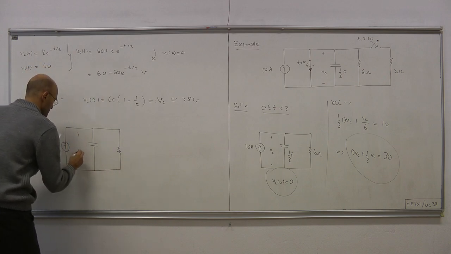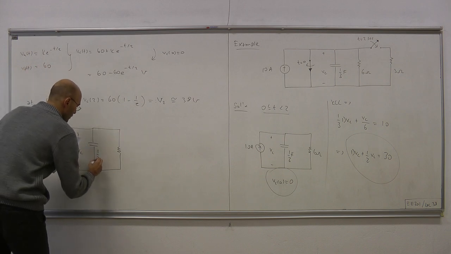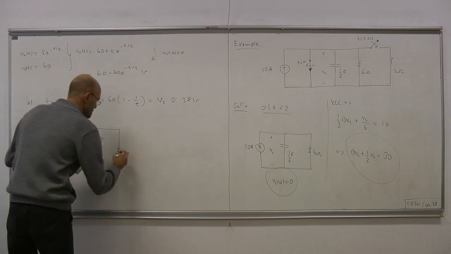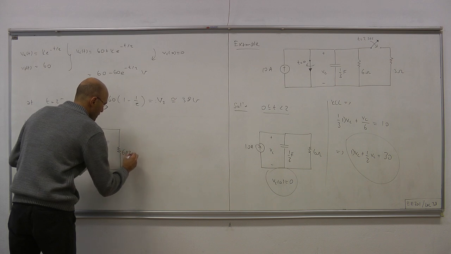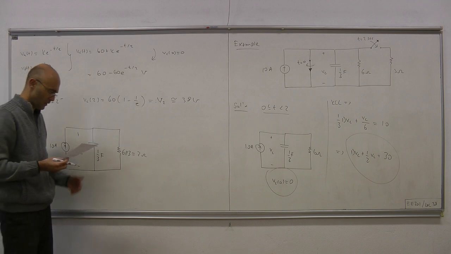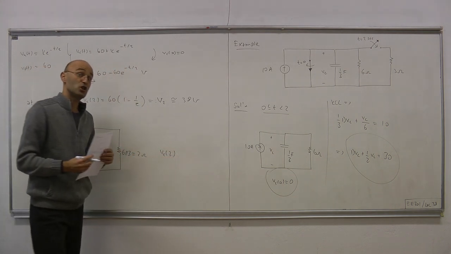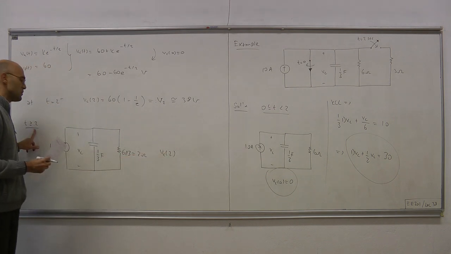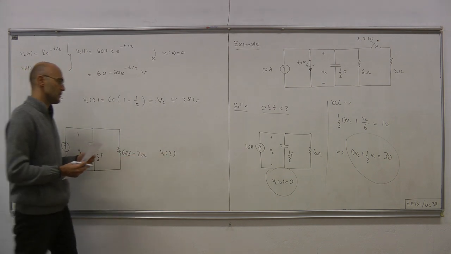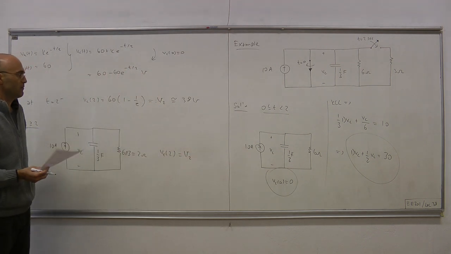Plus minus VC, 1/3 farad, and this is 6 parallel 3, 2 ohms. Okay, and what's the initial condition? First, what's the initial time? Initial time is now t equals 2 seconds, and initial condition is 38 volts, which we can call V2.